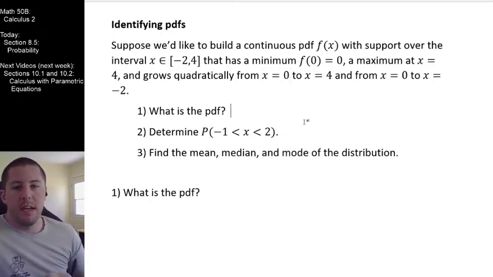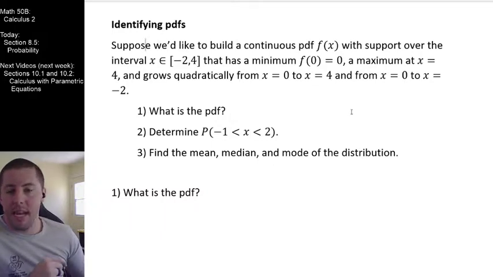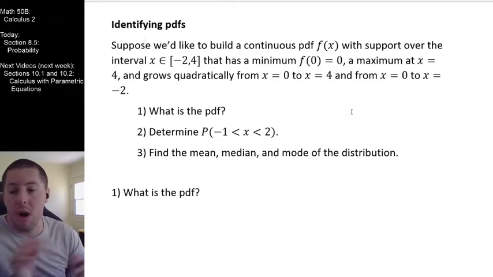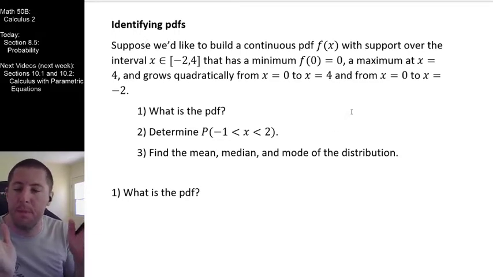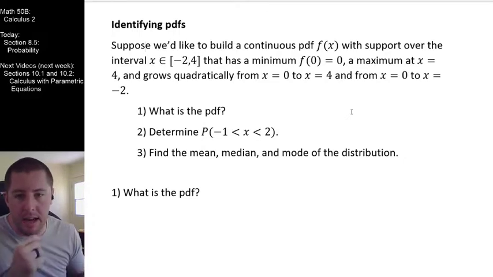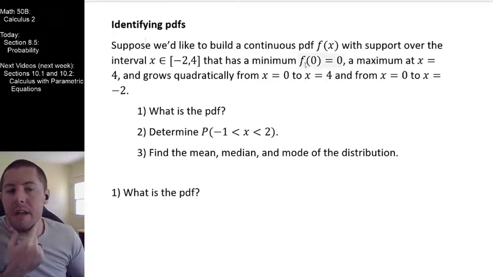So let's do this thing here. Suppose we'd like to build a continuous probability distribution function, f of x, with support over the interval -2 to 4. When we say the support is over -2 to 4, that means the probabilities are 0 outside of that interval, and perhaps non-zero inside of it. This function should have a minimum at f of 0 equals 0, so it's going to touch the origin. It's going to have a maximum at 4. It's going to grow quadratically from 0 to 4 and from 0 to -2.